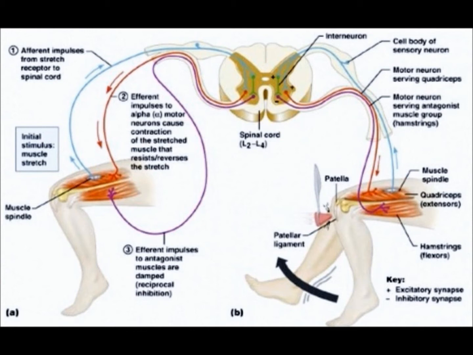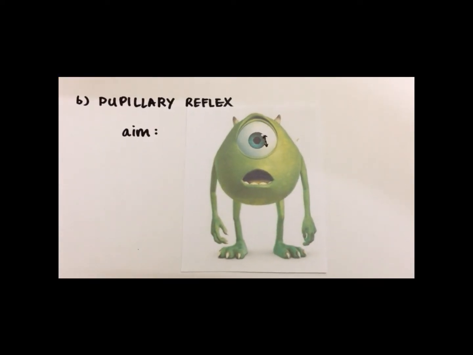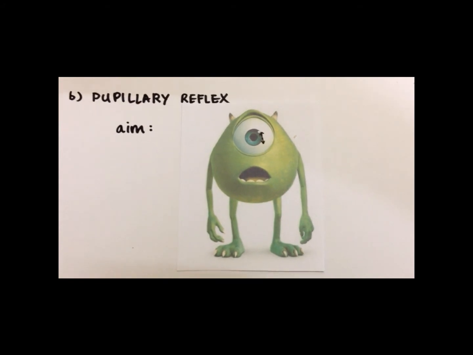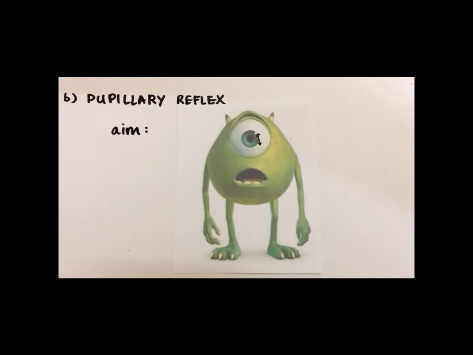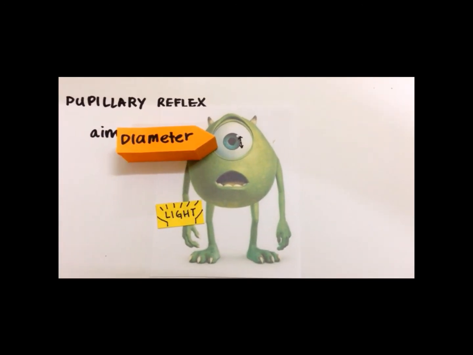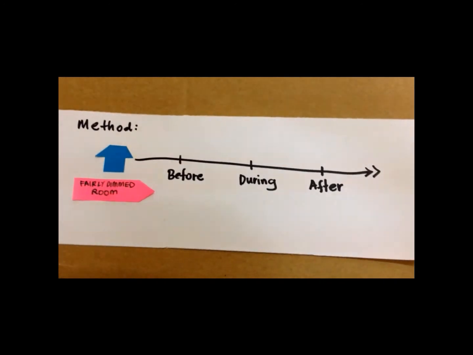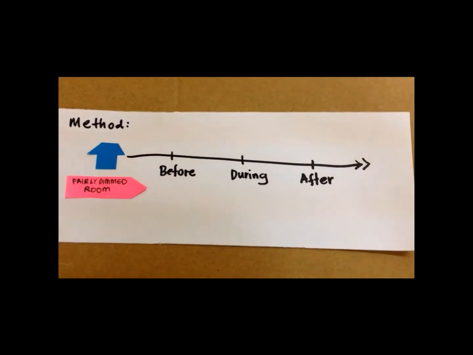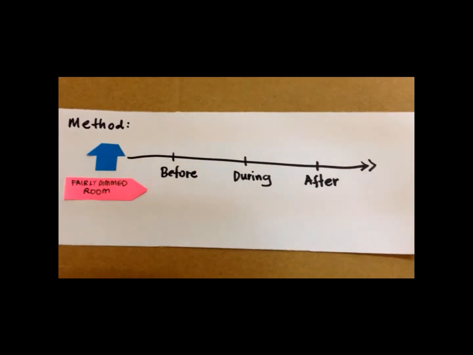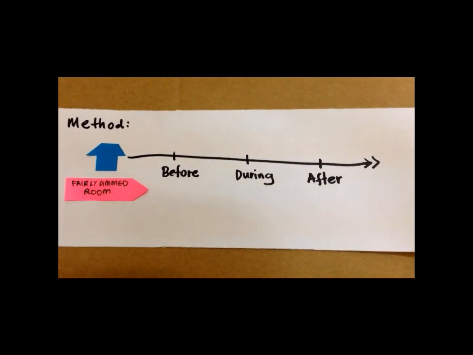An abnormality of the reaction suggests that there may be damage to the central nervous system. The next part of the experiment is about the pupillary reflex. The aim of the experiment is to find out how the diameter of the pupil changes in response to light. The experiment was carried out in a fairly dim room, and the diameter of the subject's pupil was taken before, during, and after the light was shone onto the eyes.